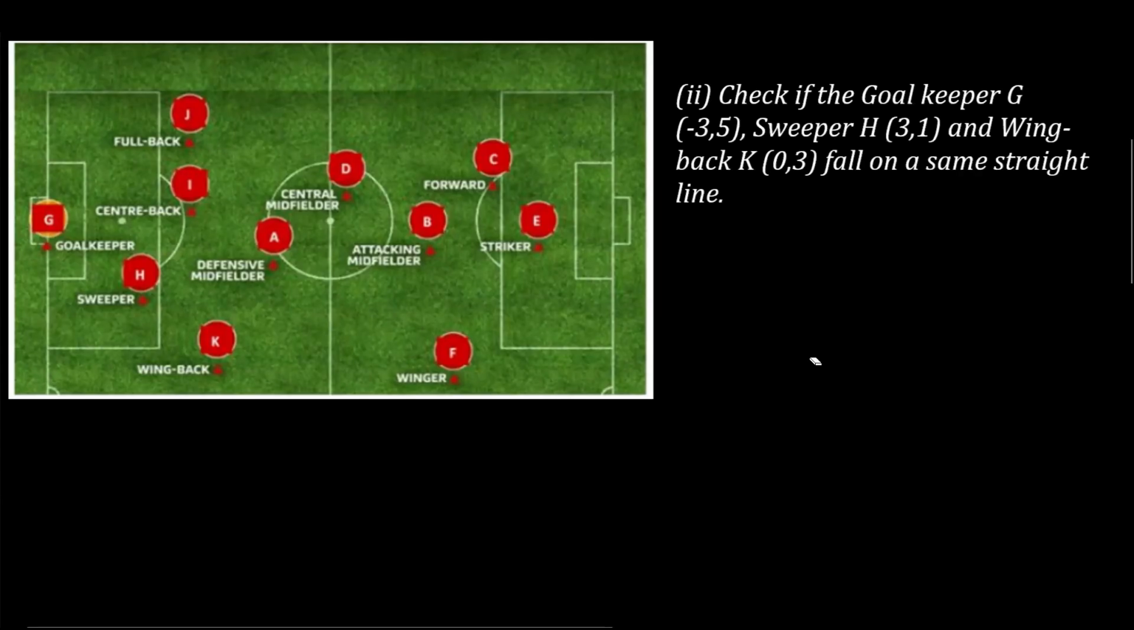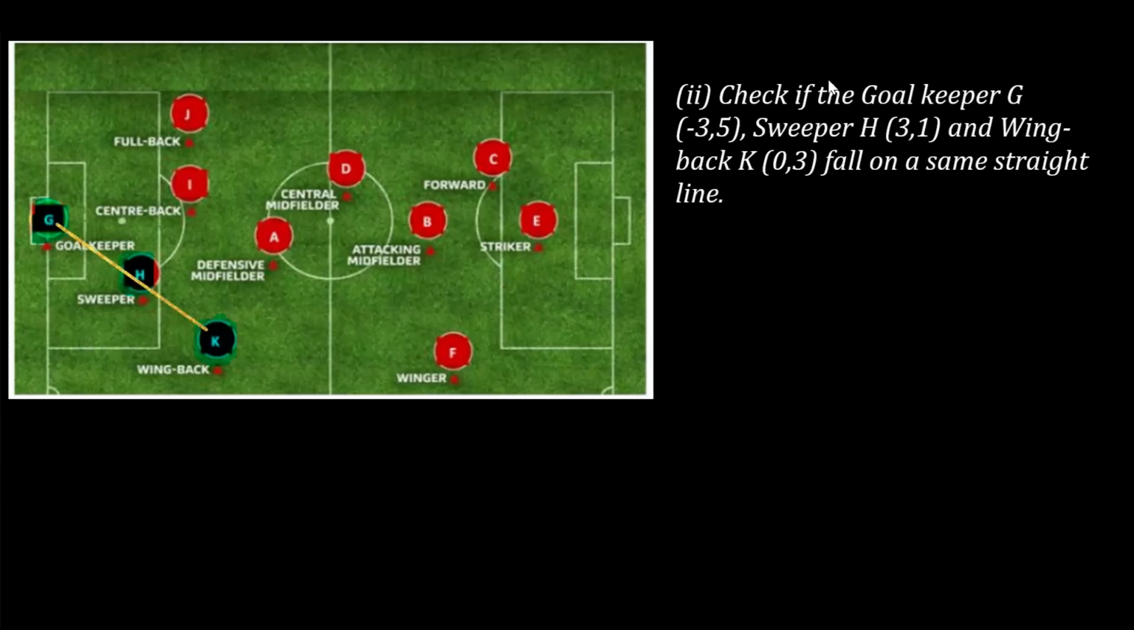Now in the second part, we are going to do the second part of that question. It says check if the goalkeeper G, let me see where is the goalkeeper, that is goalkeeper G over here, and sweeper, this is sweeper, and K, which is wing back, lie on the same straight line or not.